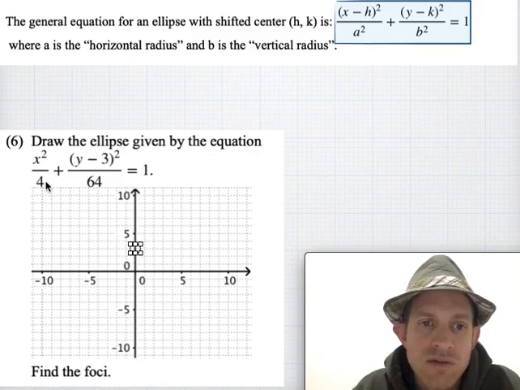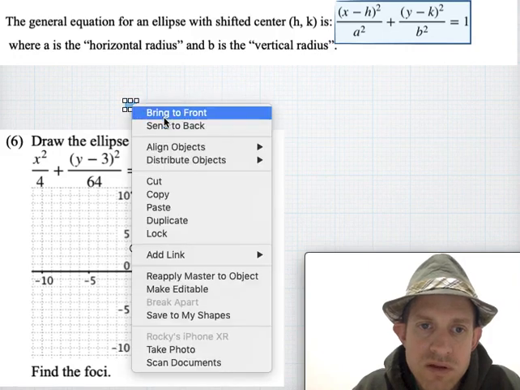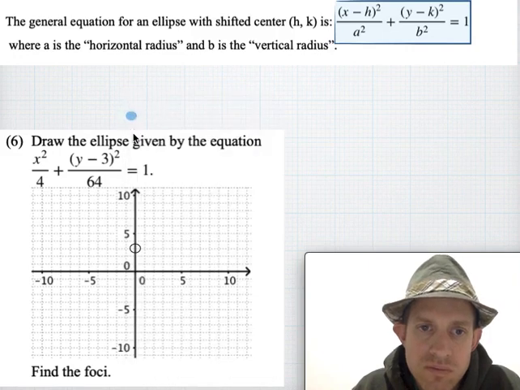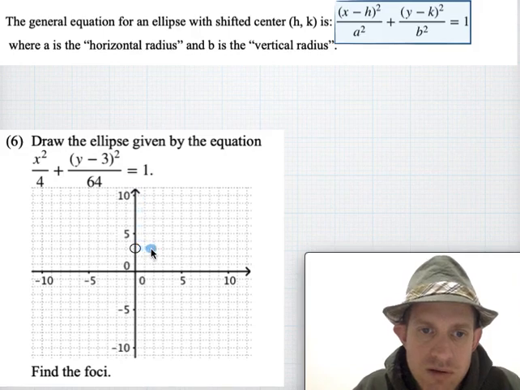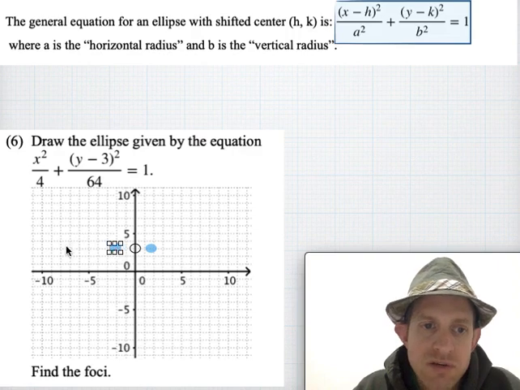And the radius horizontally is 2. And so from this point, I'll go out 2 units. That puts us at about here. And going backwards 2 units is here.